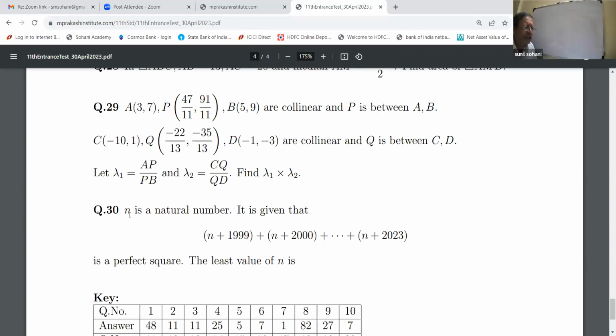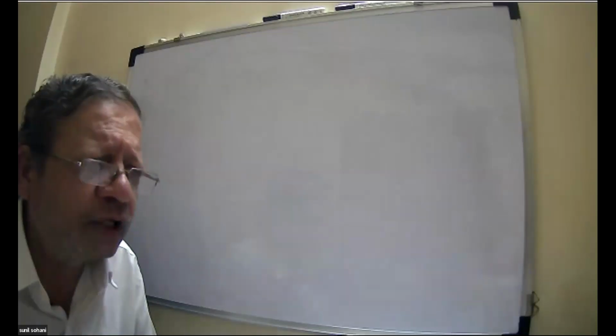Question number 30. n is a natural number. It is given that n plus 1999, plus n plus 2000, and so on till n plus 2023, is a perfect square. We have to find the least value of n. Now I'm stopping the sharing of screen so I can be bigger.